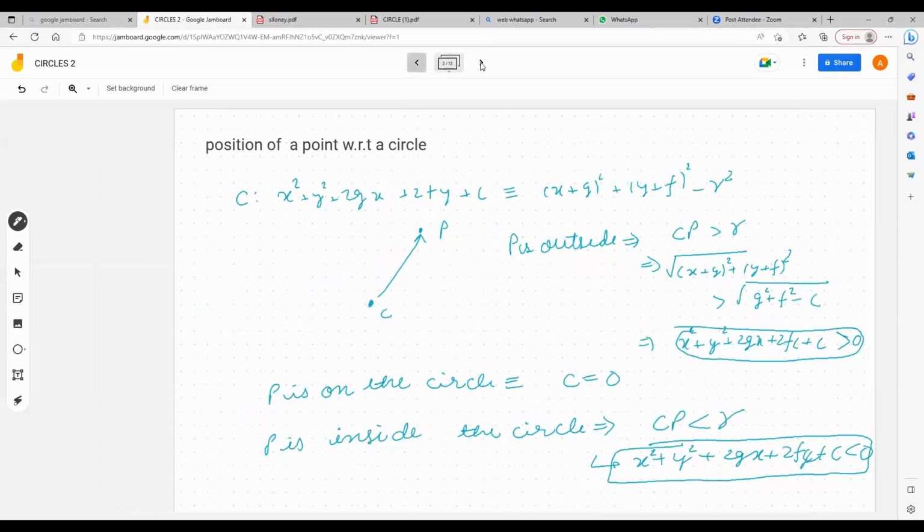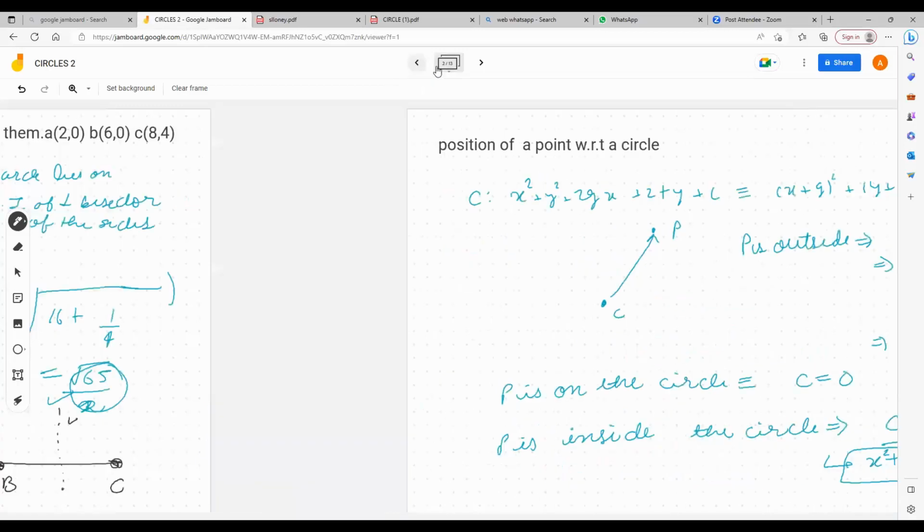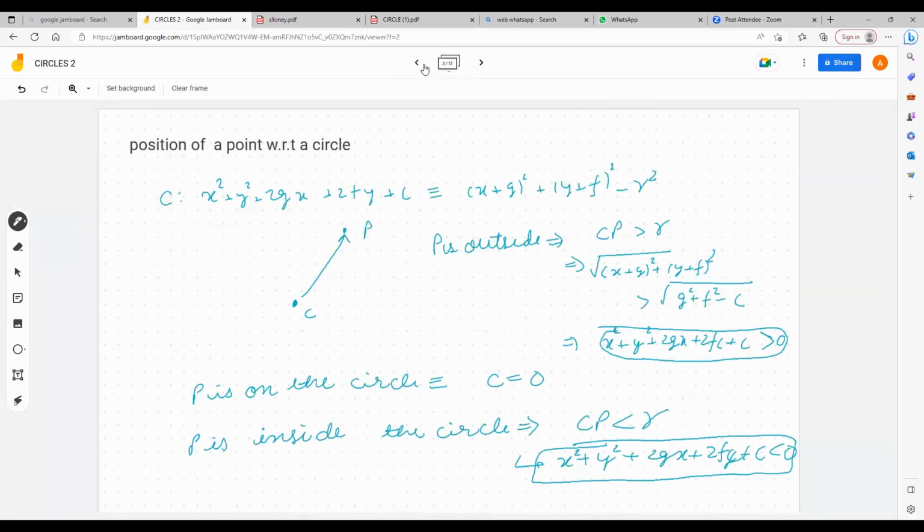Now moving on, we will find the position of a point with respect to a circle. We found the position of a point with respect to a line, and now we will be finding it for a circle. We did this for a straight line too, and now we will be doing it for a circle. So let us see how we proceed.